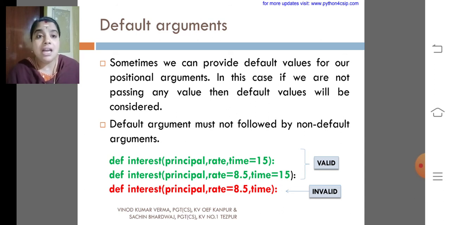The default argument must not be followed by a non-default argument. My dear children, the point is very important. A default argument must not be followed by a non-default argument. That is, from the right hand side only, you should give the default values. Not from the middle, not from the first. From the end of the parameters, you have to provide default arguments.